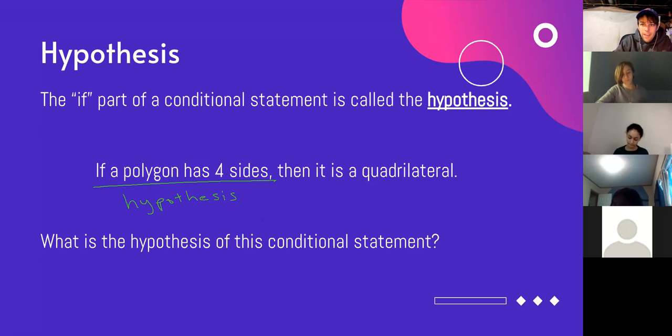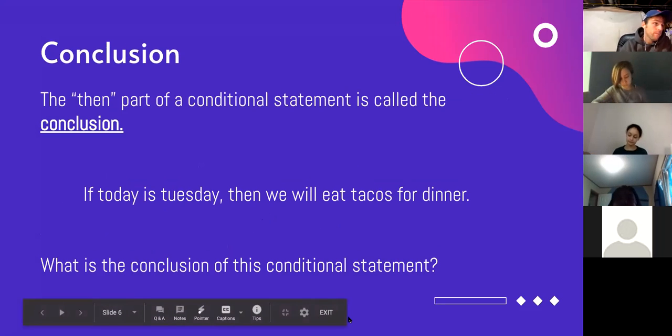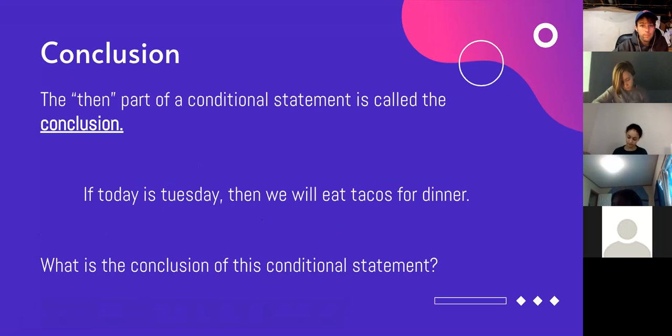All right, and then the second part, we call that the conclusion. So the then part of a conditional statement is called the conclusion. So for the same statement, or for a different statement we have right here, the then part is called the conclusion. This conditional statement is a little more vague and not as clear how we would decide some of these things, but it's still a conditional statement.